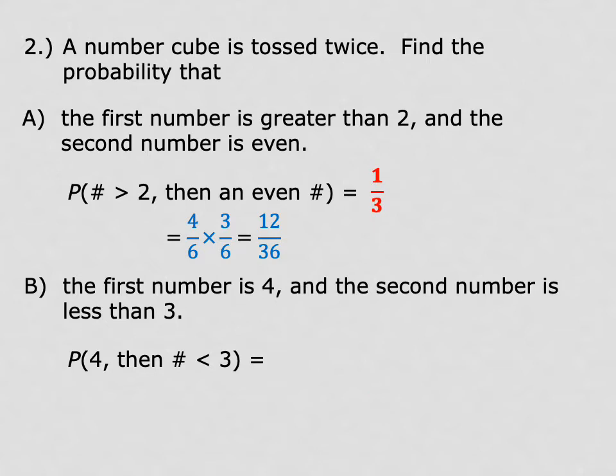Now in part B, it says find the probability that the first number is 4 and the second number is less than 3. These are independent, so I'm going to find the probability of getting a 4 and the probability of getting a number less than 3, and multiply them. The probability of getting a 4 would be 1 out of 6. The probability of getting a number less than 3 would be 2 out of 6, because you could roll a 1 or a 2. When I multiply these two probabilities, I get 2 over 36, which would reduce to 1 over 18.